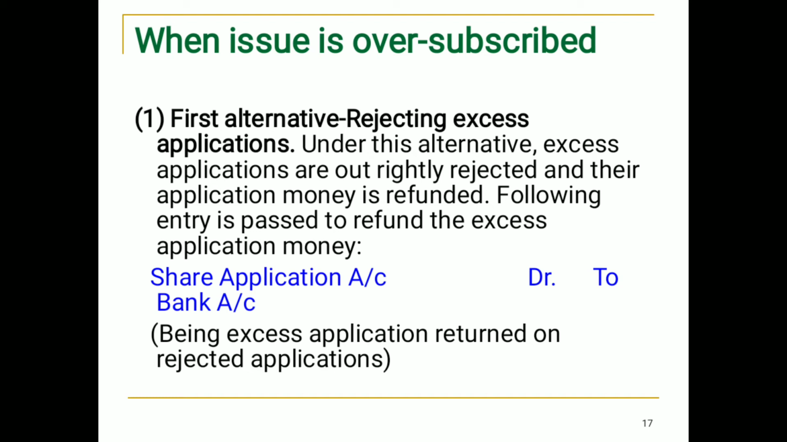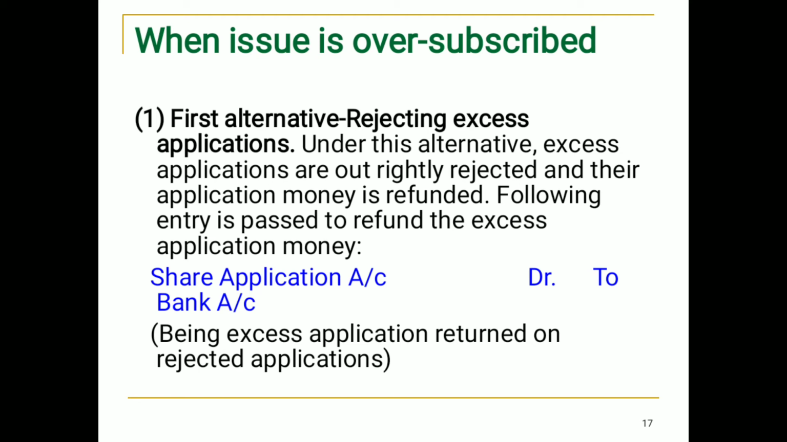Yes, this is for receiving money, and this journal entry here is exactly opposite to it. It is for rejecting applications. This is reverse: share application account debit to bank account. That means you are rejecting an application. The previous journal entry that I said right now was for receiving application money, and this is for rejecting. Why are you rejecting? Because 10,000 applicants are in excess.